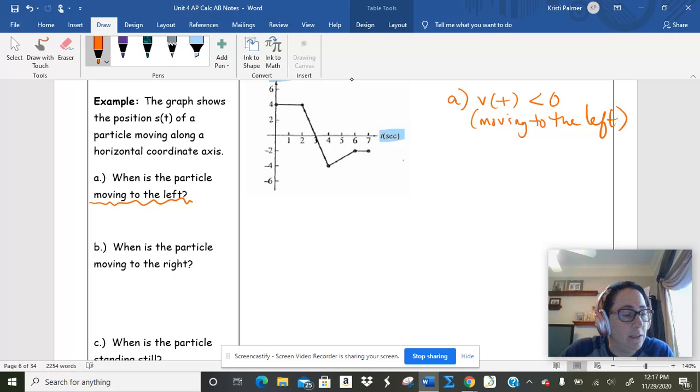So that's the same as when s of t has a negative slope. So when does that guy have a negative slope? Negative, and I think that was supposed to be a constant there. So the only place that we have a negative slope is on the interval from 2 to 4.